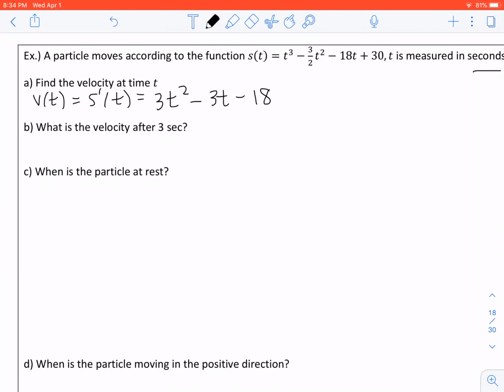What is the velocity after 3 seconds? So we need to find the velocity after 3 seconds. So I'm going to substitute in 3 into my velocity equation up above. And working this out, we get 0. We need to put our units, and this is in feet per second.